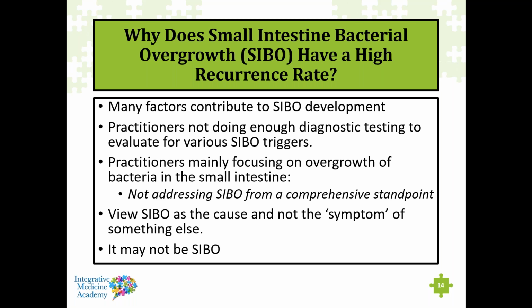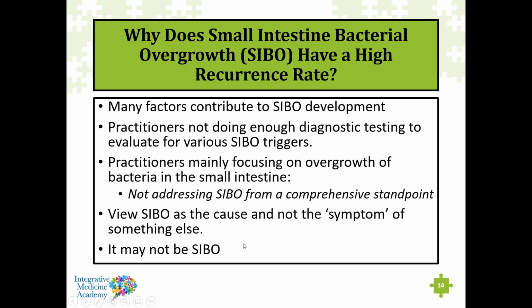One of the things that happens with practitioners is oftentimes not enough diagnostic testing is done. So somebody does just a hydrogen and methane test and then tries to treat SIBO based off that information. You might get lucky and resolve the problem 100% the first go around, but that's typically not the way SIBO progresses. It usually is a recurrent problem. And so we can't just focus on bacterial levels in the small intestine. We actually need to address SIBO from a very comprehensive standpoint.